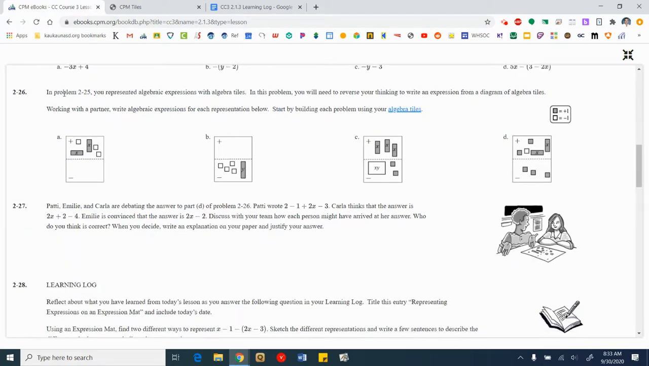All right, 226. In problem 225, you represented algebraic expressions with algebra tiles. In this problem, you will need to reverse your thinking to write an expression from a diagram of algebra tiles. So working with a partner, you will not have a partner, unfortunately. Write algebraic expressions for each represented below. Start by building each problem using your algebra tiles. All right, so I'm going to go ahead and annotate here.